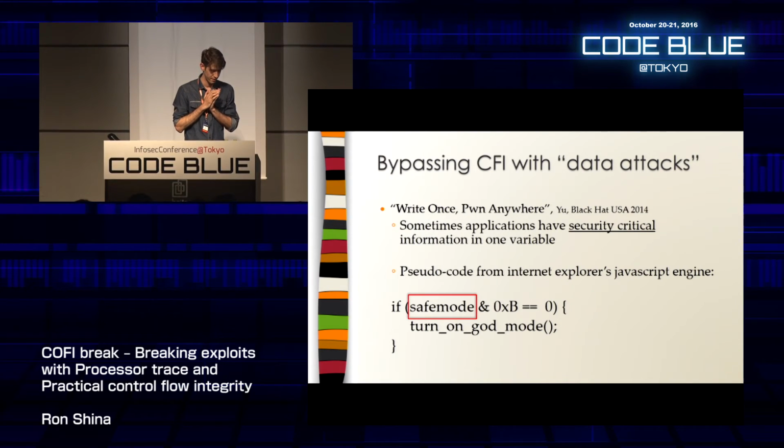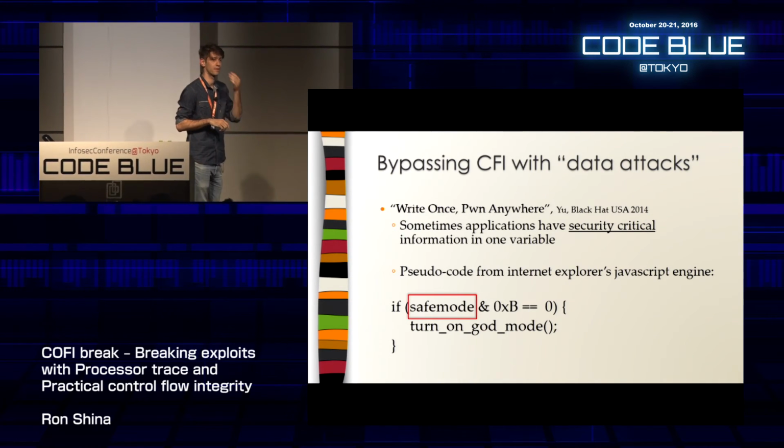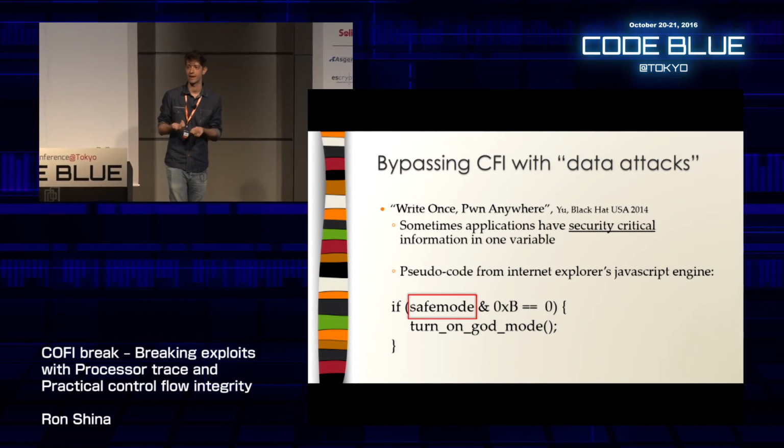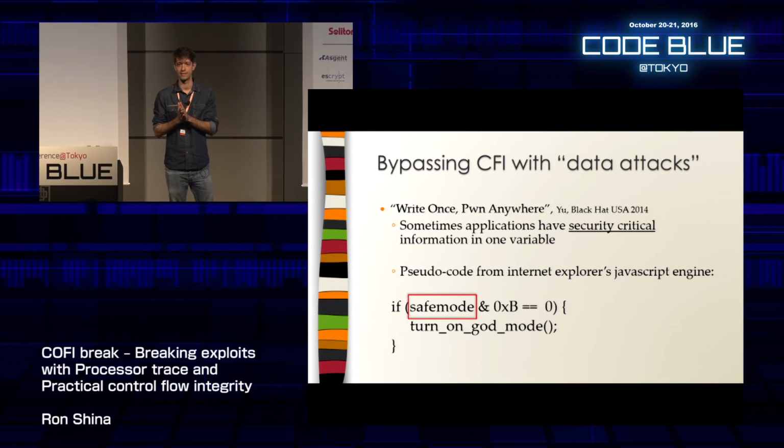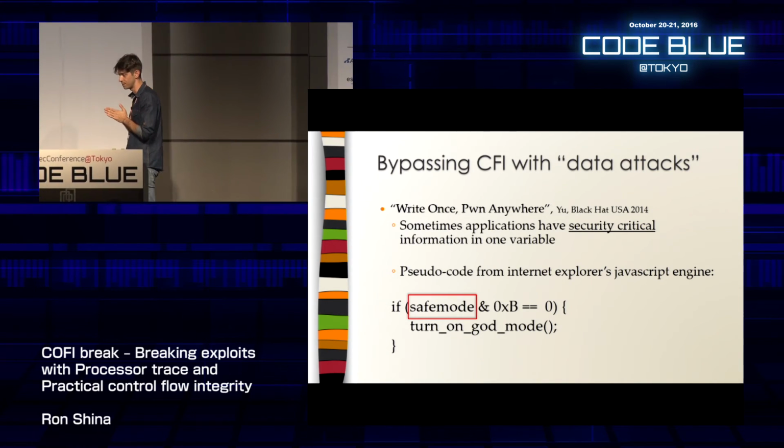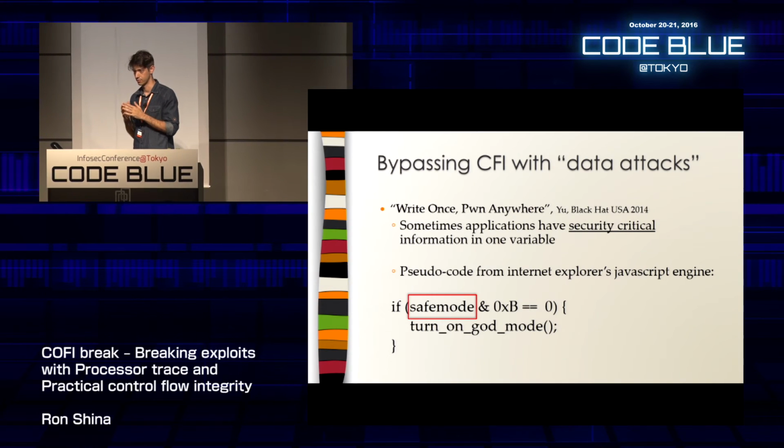But how about a more data-oriented attack? This was mentioned in write once, own anywhere. Some applications have a variable that basically gives you the privilege level. So if you could just change it, right, you'd suddenly go to God mode, say. And obviously, since this is a memory attack, again, you won't be violating the control flow.